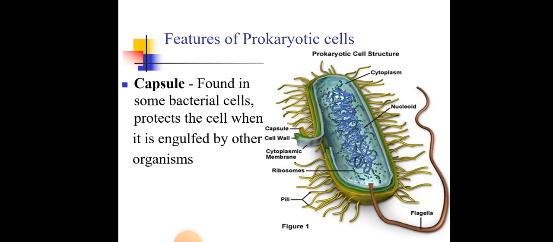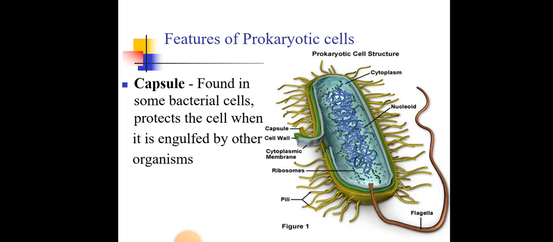So let us go through some descriptions of the features of prokaryotic cells. They have the capsule. Look at that diagram there. The capsule, found in some bacterial cells, protects the cell when it is engulfed by other organisms. When these cells are engulfed or eaten by other organisms, there are chemicals contained in the capsule which help protect the organism.